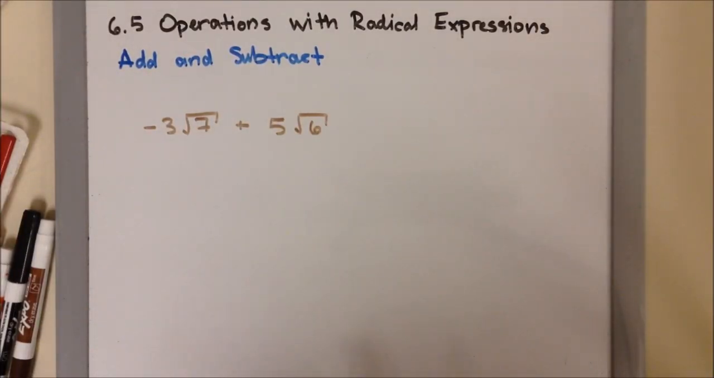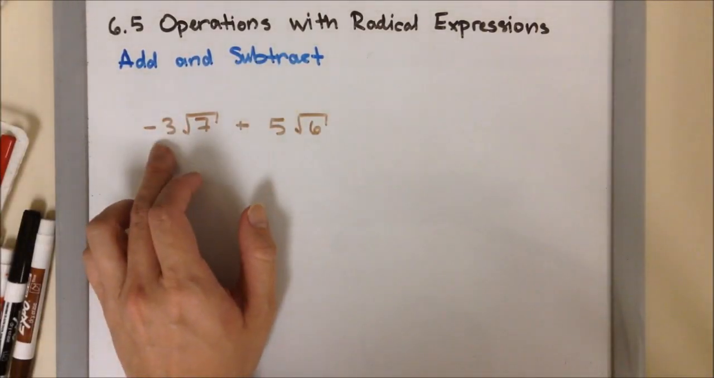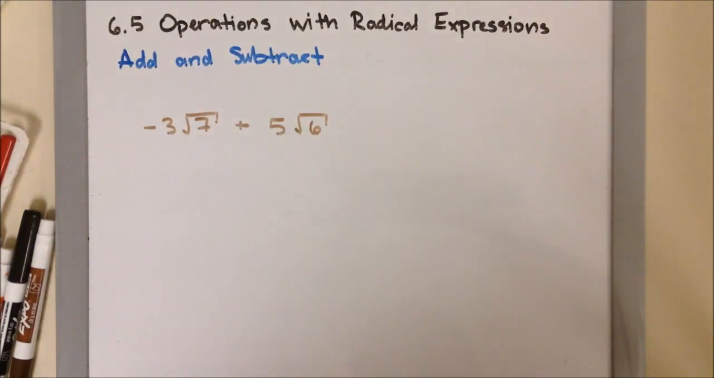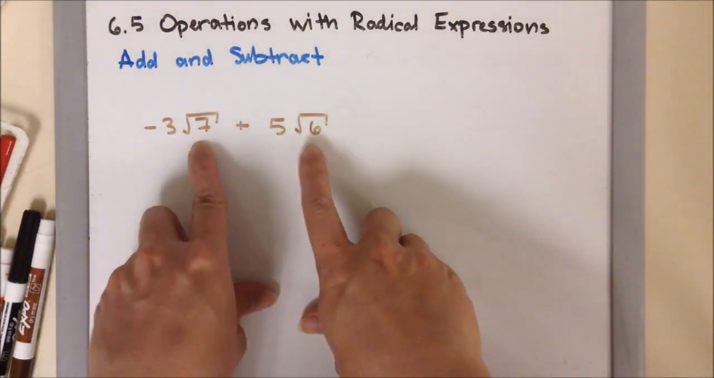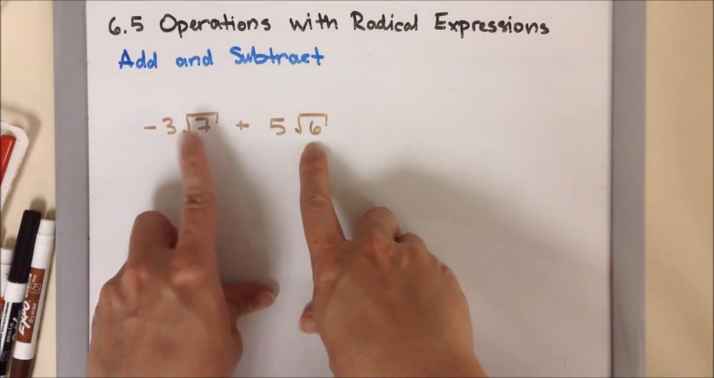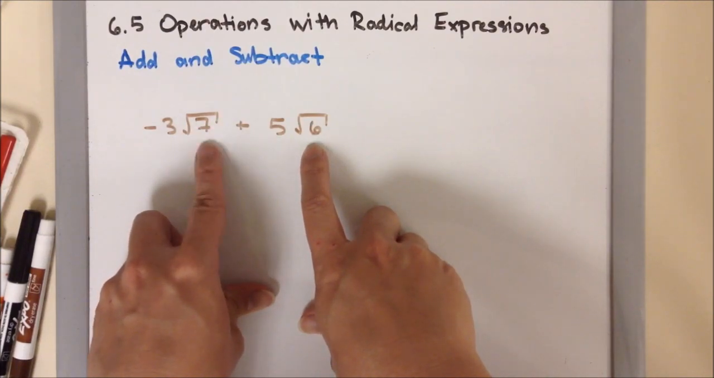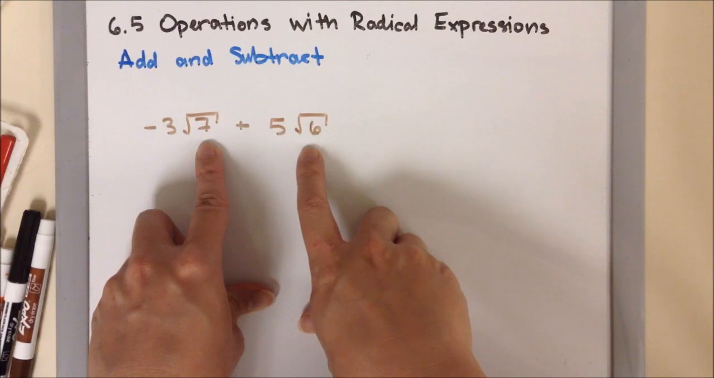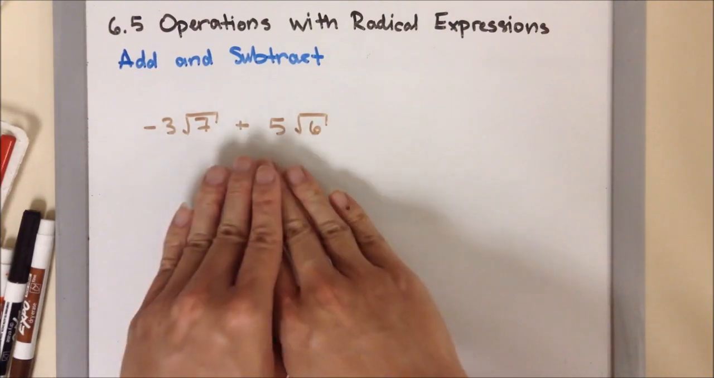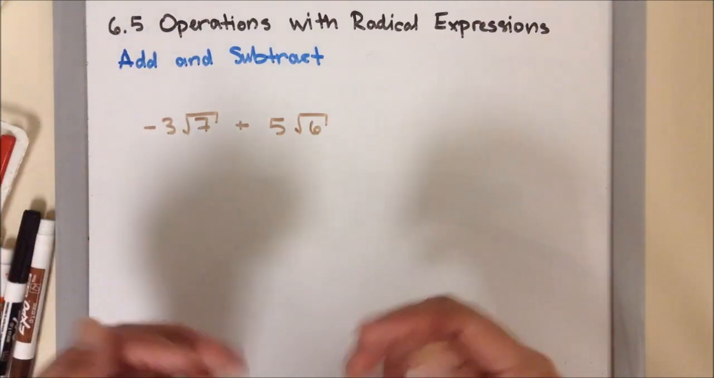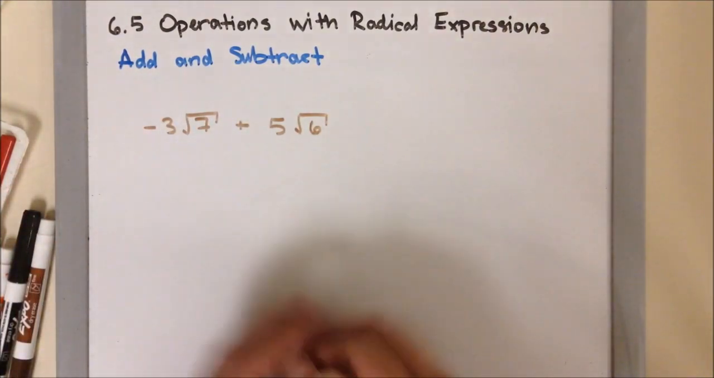So let's take a look at this example. We have negative 3 square root of 7 plus 5 square root of 6. But these two, we cannot combine them because they have different radicals, square root of 7 and square root of 6. And I can't simplify the square root of 7 and square root of 6. So since I cannot combine them, then you're just going to leave it like this. And there's nothing you can do about it. You can't add, you can't subtract, whatsoever.